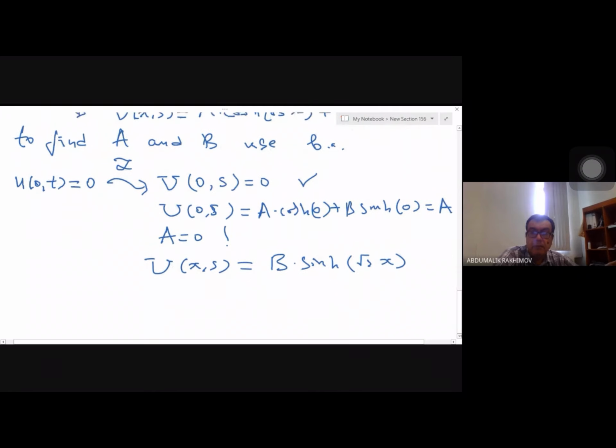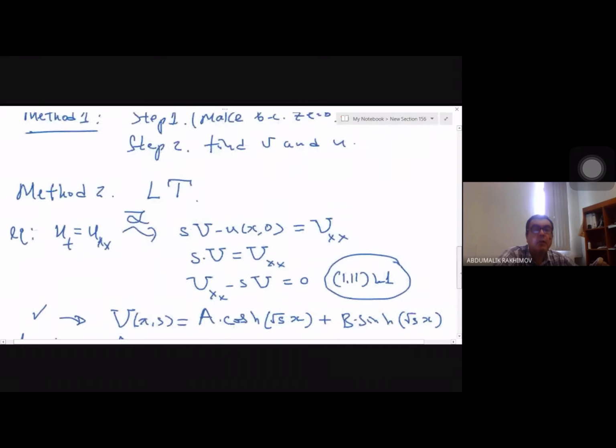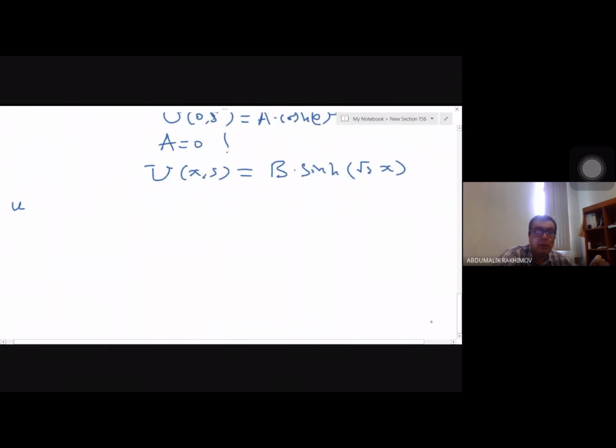Now to find b, we will use the other boundary condition. The second boundary condition was u(1,t) equals U0. What is the transformation of this equation? u is transforming to U capital, 1 is x so there is no change, and t is changing to s. What is the transformation of U0? It is U0 over s, because U0 is constant and the transformation of 1 is 1 over s.